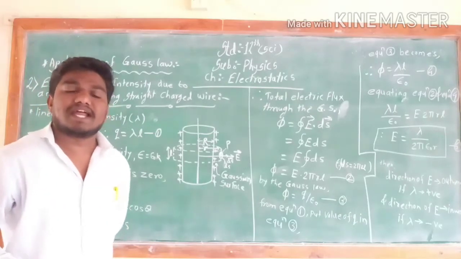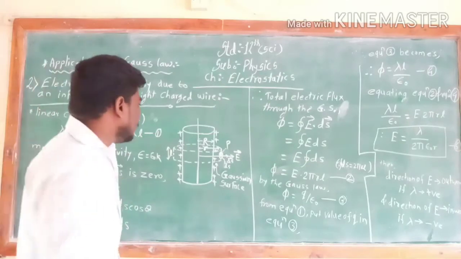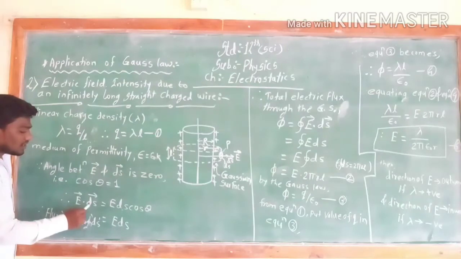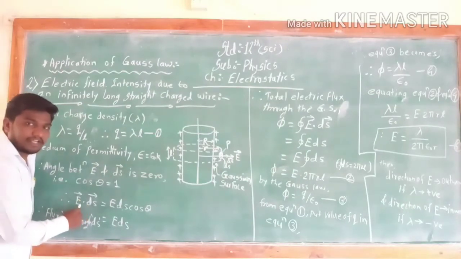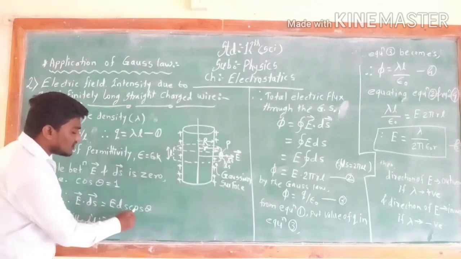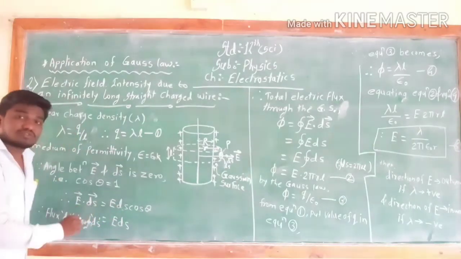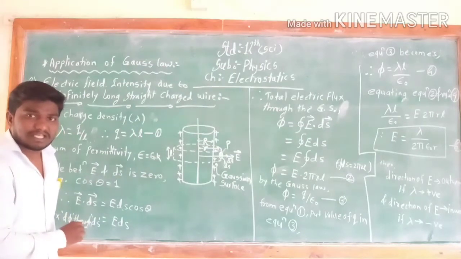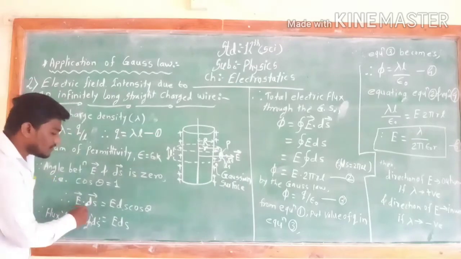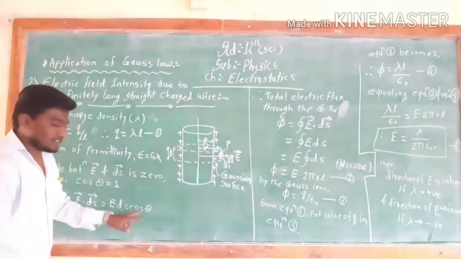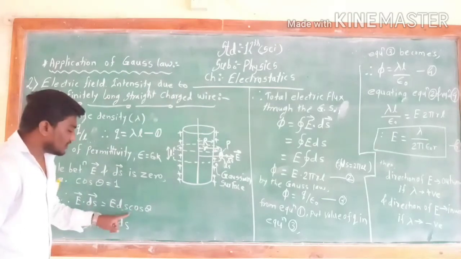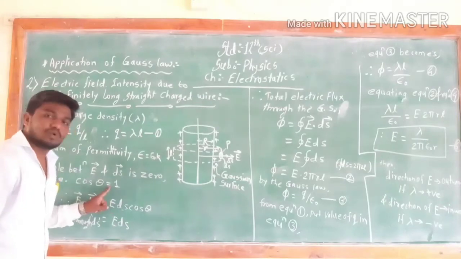This was also learned at the last lecture. Therefore, E vector dot dS vector is equal to E dS cos theta. This equation was also seen at the last lecture in the first application of Gauss theorem. We know that this is the dot product of two vectors, and the result is a scalar. Here the value of cos theta is equal to 1.